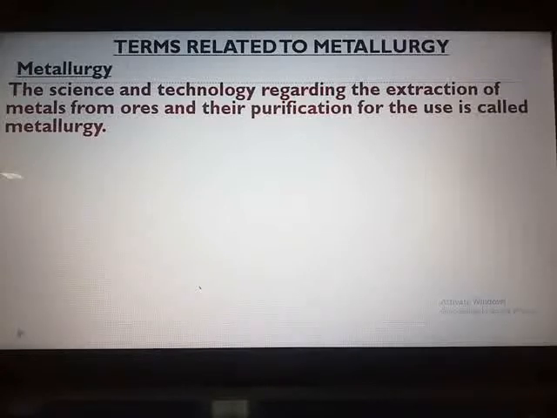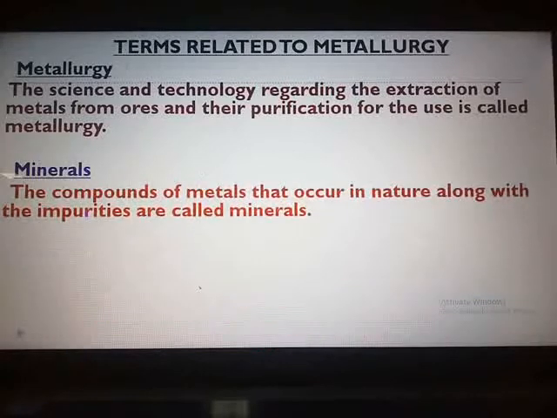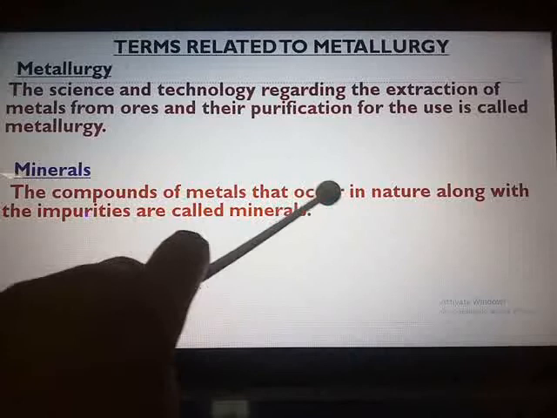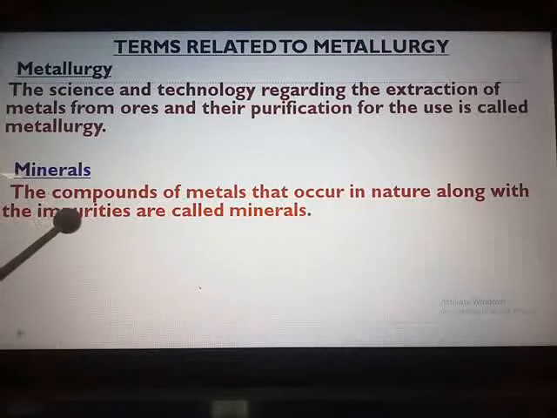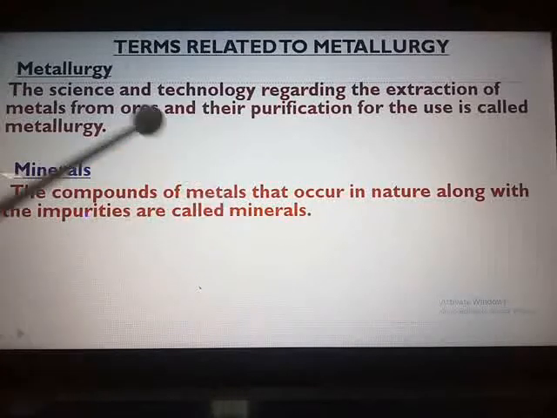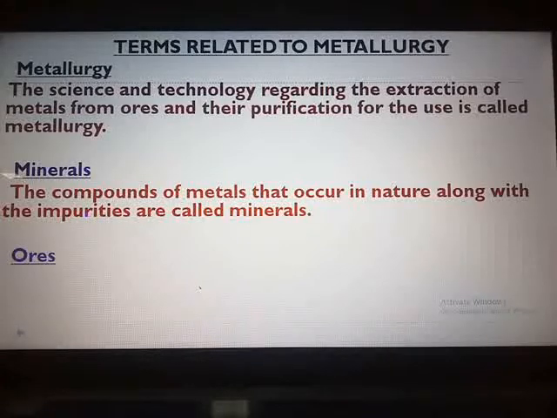The next definition related to metallurgy is minerals. The compounds of metals that occur in nature along with the impurities are called minerals. I have told you that most of the metals are found in the compound state, in the combined state. So the compounds of the metals that occur in nature along with the impurities present in them are called minerals. Our next definition is ores.